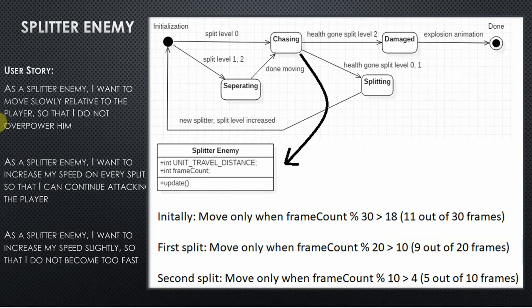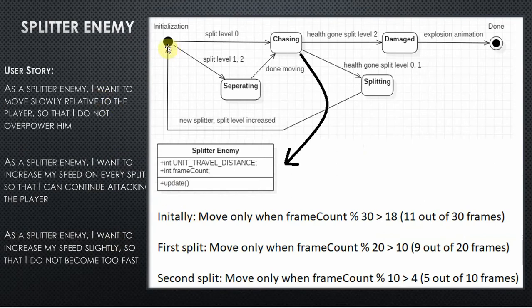As a splitter enemy, I want to move slowly relative to the player so that I do not overpower him. As a splitter enemy, I want to increase my speed on every split so that I can continue attacking the player. As a splitter enemy, I want to increase my speed slightly so that I do not become too fast.